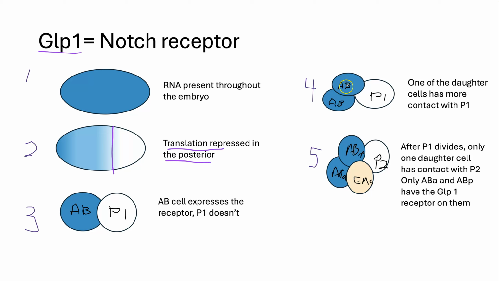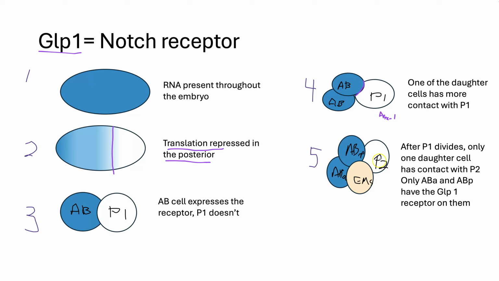After that first division, you've got two cells and they both have the GLP-1 receptor, so they still both have Notch. And the P1 cell is expressing the ligand for that, which is called APX1, but it's basically Delta, right? So Delta and Notch were named in flies because of the wing phenotypes associated with them. And it turns out there are multiple Notches and Deltas in lots of different organisms. So we've got a ligand for a receptor, and we've got one cell in much stronger contact with P1.